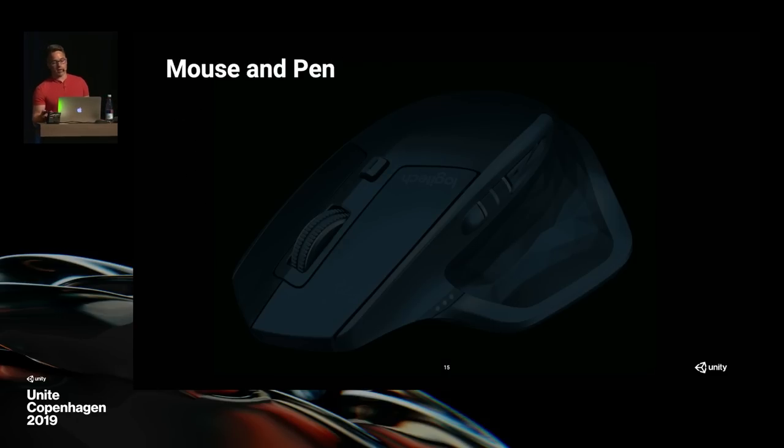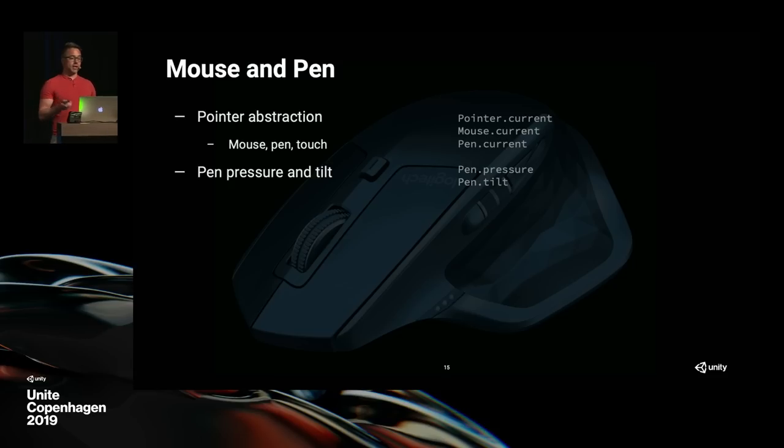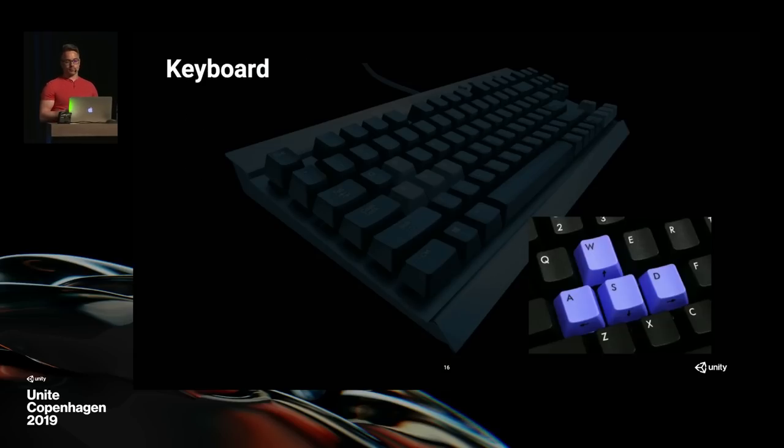Mouse and pen, not that much to say here. For mouse, pen, and touch, there is a new pointer abstraction that essentially unifies the three types of devices into a model that allows you to treat these devices interchangeably. And then for pen and tablet support, which also encompasses stylus support on mobiles, we report things such as pressure and tilt levels, so like how hard the pen is pressed against the surface and how it is tilted against the surface of the tablet or whatever device.